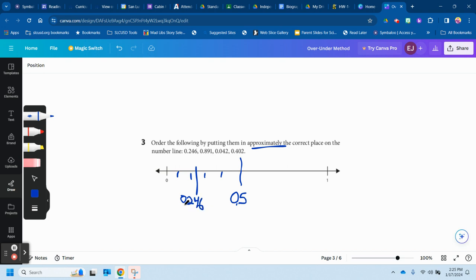I got to get my decimal point to show. There's a decimal point. Okay, so that was on 0.8. So that's way up here. 0.891, 891 thousandths. So it's 9. It's almost 9/10. So if this would be 6/10.